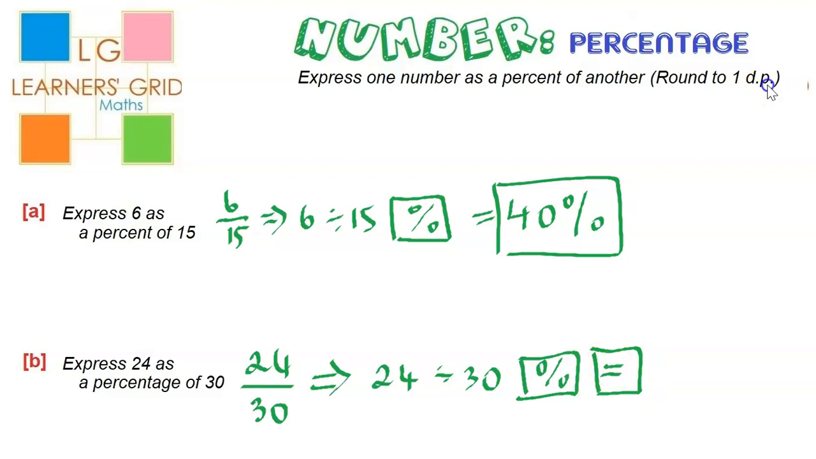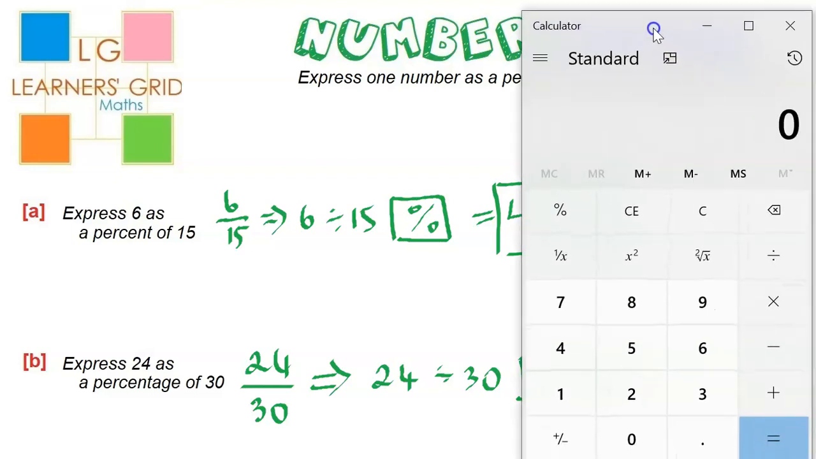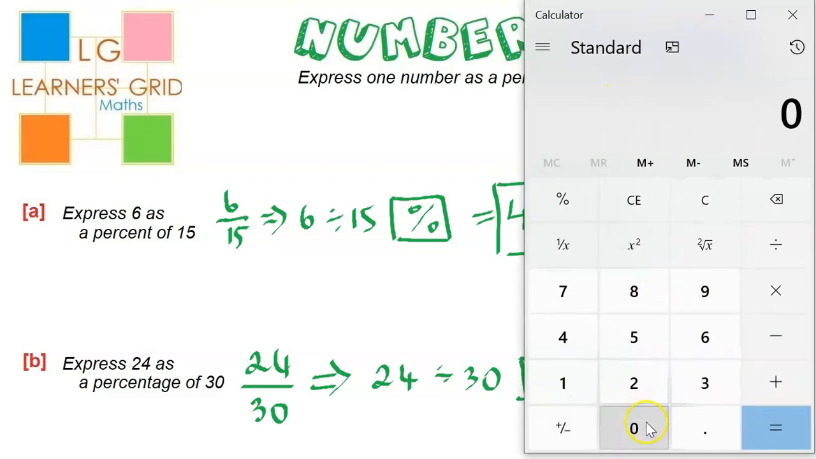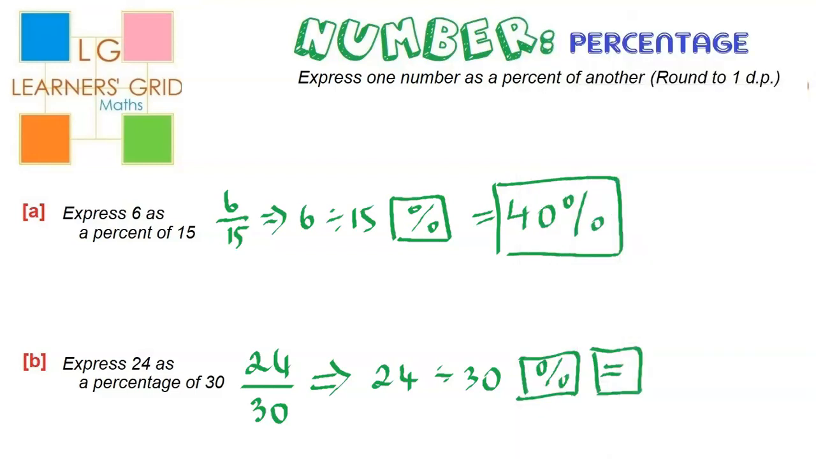So let's see what this is. Go back to my calculator, type in 24 divided by 30, percent equals 80. So the answer is 80%. And that really is all there is to it.